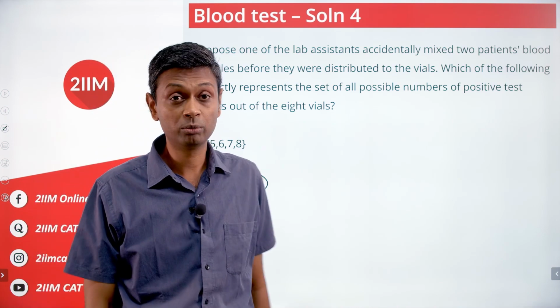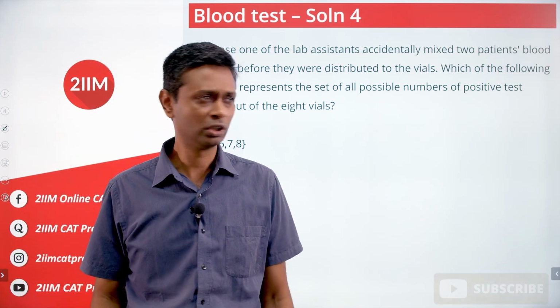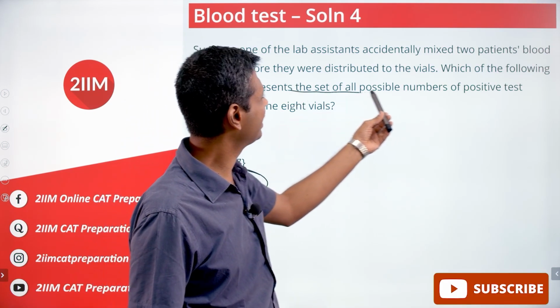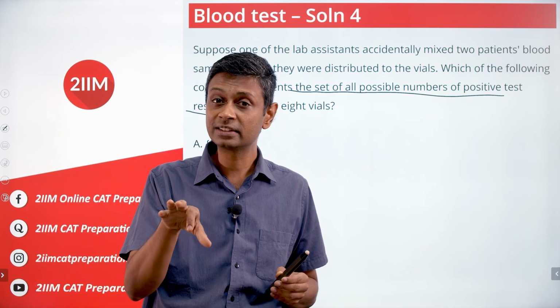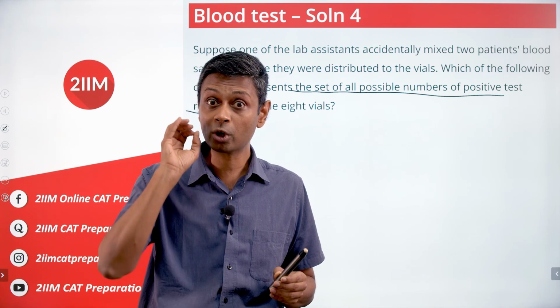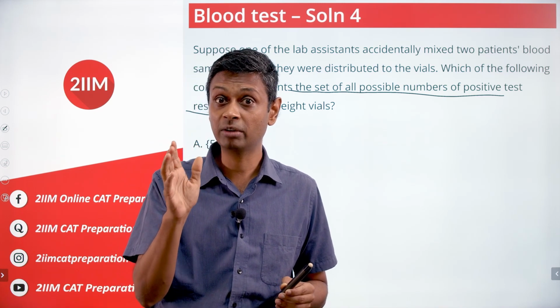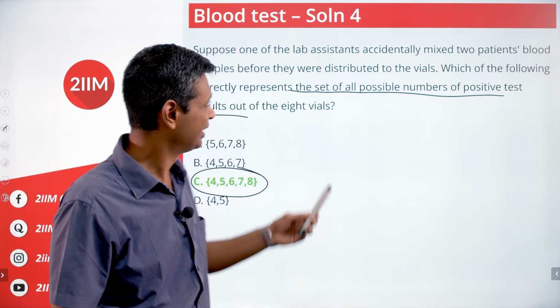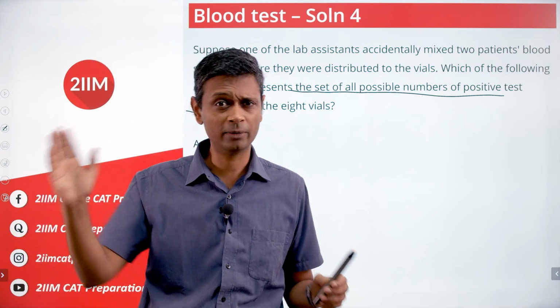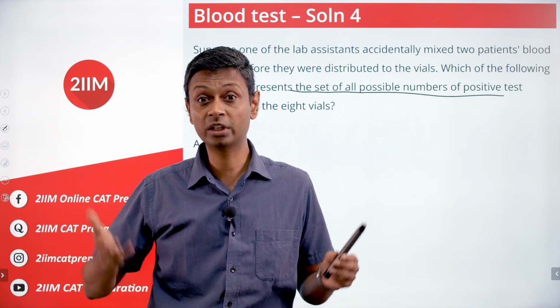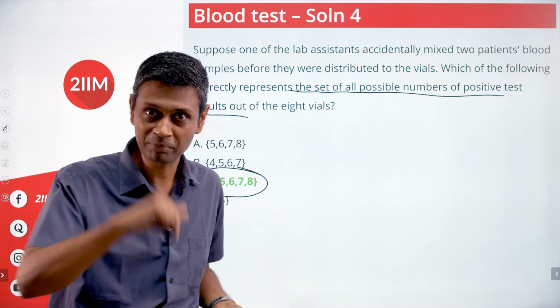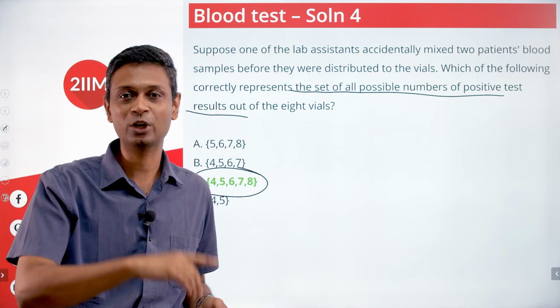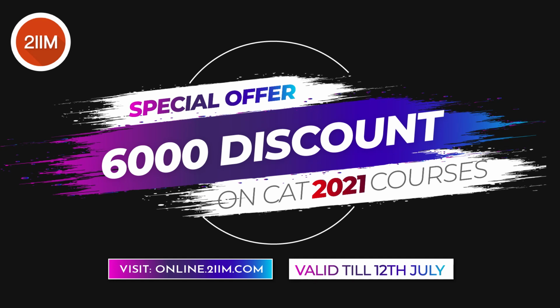I found this tricky because I didn't read the question properly, and this sentence is very tricky. Set of all possible numbers of positive test results out of the 8 vials. So how many of these vials turn out a positive result? The number of vials, not the patient number, not the vial name, the number of vials that come out positive. That's what this is about. I didn't get that at all. I was just shooting in the dark. I had to read it twice, thrice to understand what the question was about and then take some help. So read the question once, twice, thrice over. It's a very crucial habit.